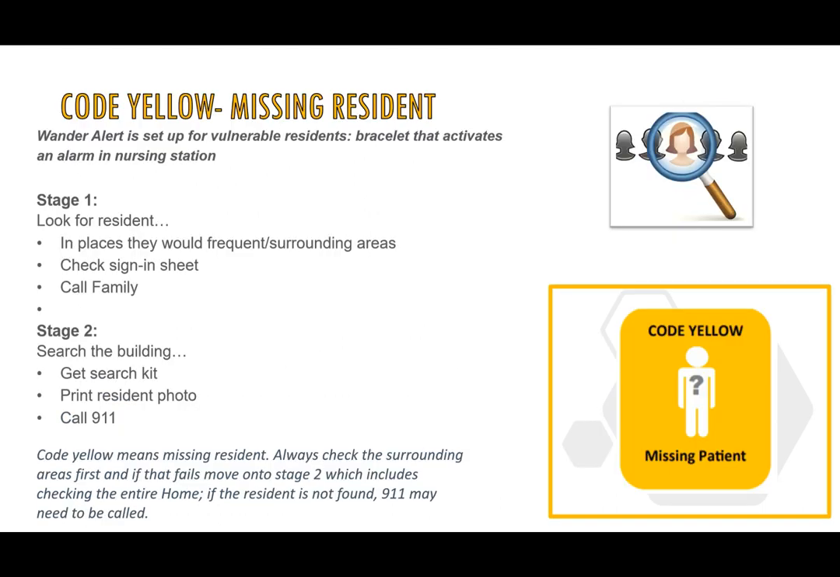Code Yellow means missing resident. Always check the surrounding areas first, and if that fails, move on to stage 2, which includes checking the entire home. If the resident is not found, 911 may need to be called. It's also important to check the sign-in sheet, call family, and please note there's something called the Wander Alert, which is set up for vulnerable residents. It's a bracelet that activates an alarm in the nursing station should that vulnerable resident leave their home area.